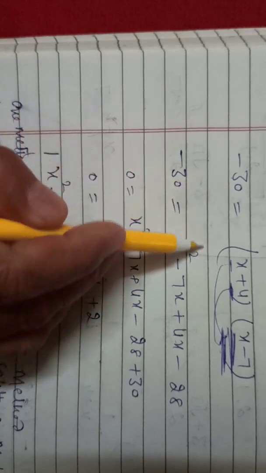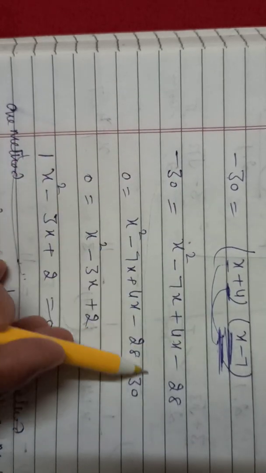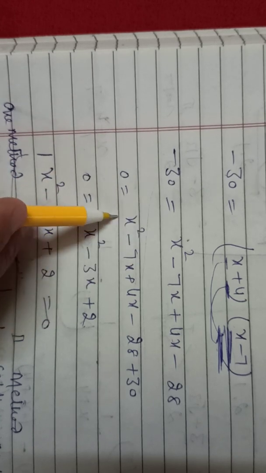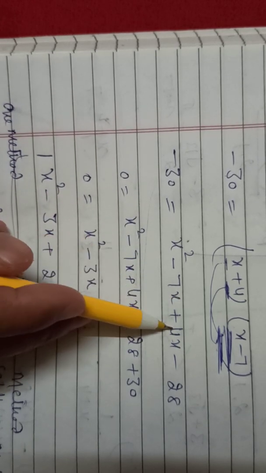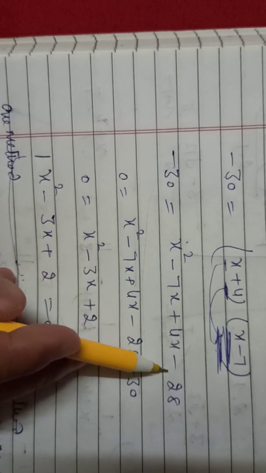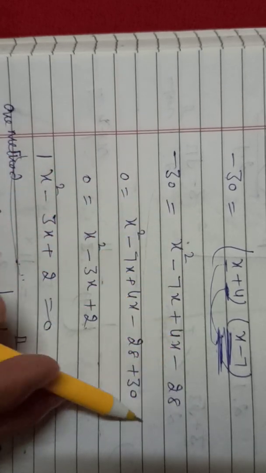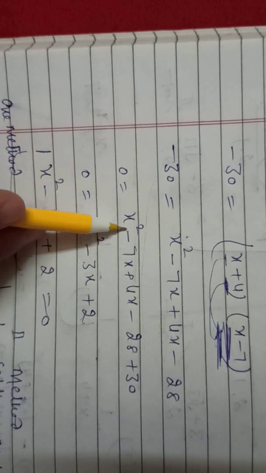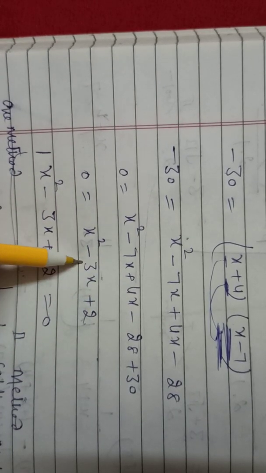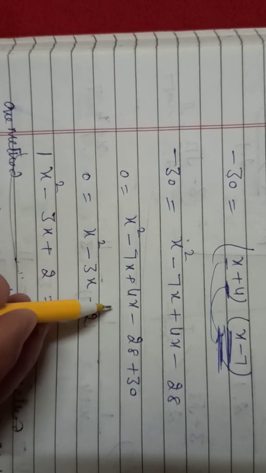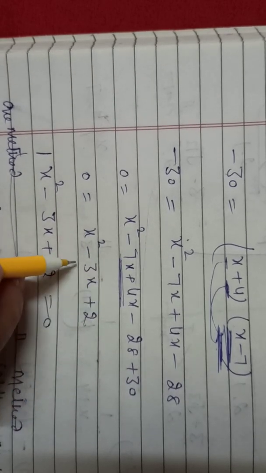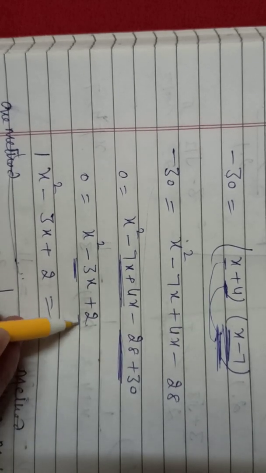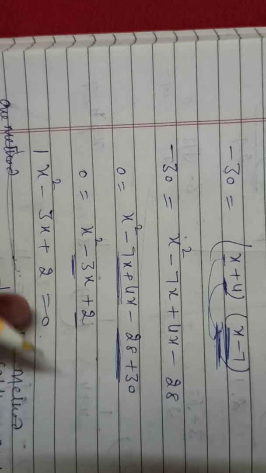Bring this minus 30 to this side. Here what will be left? 0. x square minus 7x plus 4x minus 28 plus 30. 0 equal to x square minus 3x, minus 7 plus 4 minus 3, minus 28 plus 30 plus 2 equal to 0.